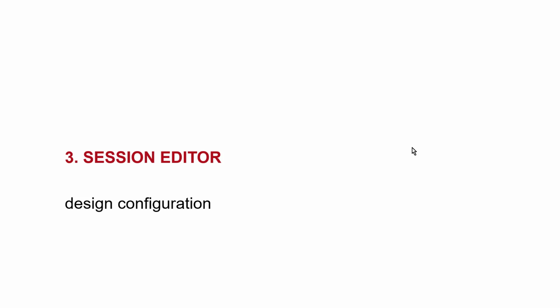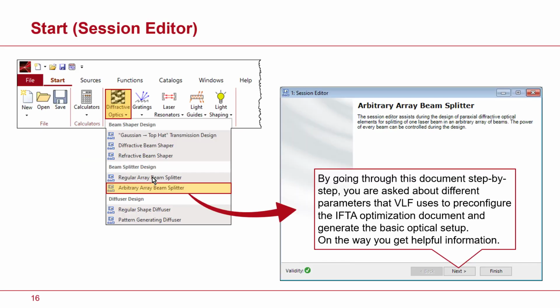Now, VirtualLab allows you to use assisting tools, our so-called session editors. Normally, you could use the IFTA document directly and also build up your system from scratch. But these session editors are a great help, especially for parallel systems, but sometimes even for non-parallel systems as a base at least. So for that, these are some screenshots of our graphical user interface. At start, diffractive optics. This pops up this list of different optional session editors for beam splitter designs and diffuser designs. Now we're using the arbitrary array beam splitter session editor. By clicking here, this window opens, which is our session editor, which guides you step by step through the configuration of the design document.